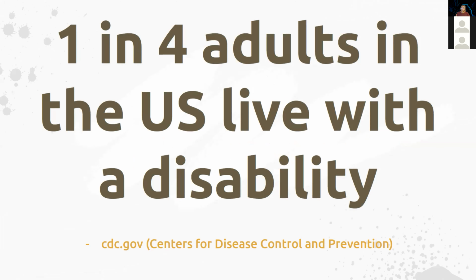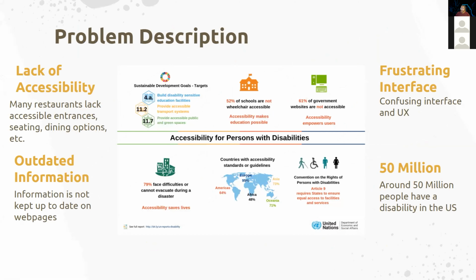So 1 in 4 adults in the US live with a disability. Many people are impacted daily by their disability, and it's important for them to have access to information that allows them to find the right place for them, whether it's a restaurant, an establishment, a doctor's office, anything like that. And going over the problem, a lot of that information is just not accessible to them, whether it's flat out not there, or outdated, especially on Google Maps pages. It's not kept up to date, and a lot of it has a frustrating or non-existent UX design.